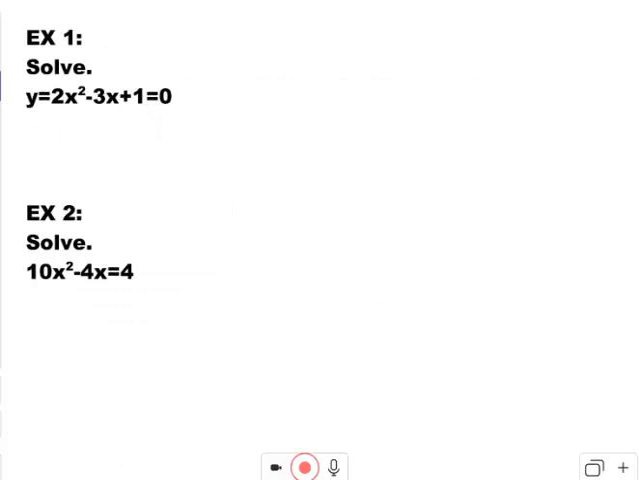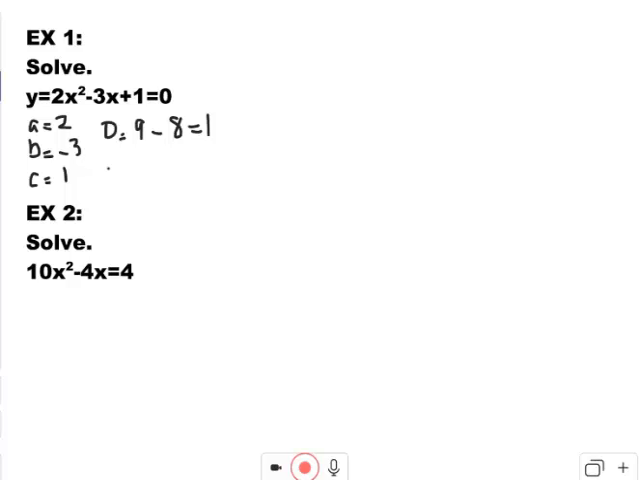Let's look at the first example: 2x squared minus 3x plus 1 equal to 0. Here we know that a is equal to 2, b is equal to negative 3, and c is equal to 1. So D is equal to b squared, which is negative 3 squared, which is 9, minus 4ac, minus 4 times 2 times 1, which is 8, which gives us 1.